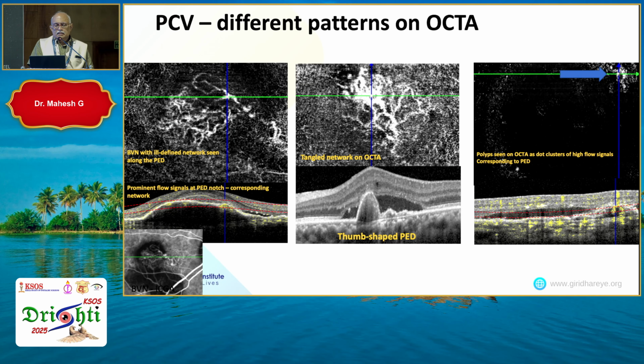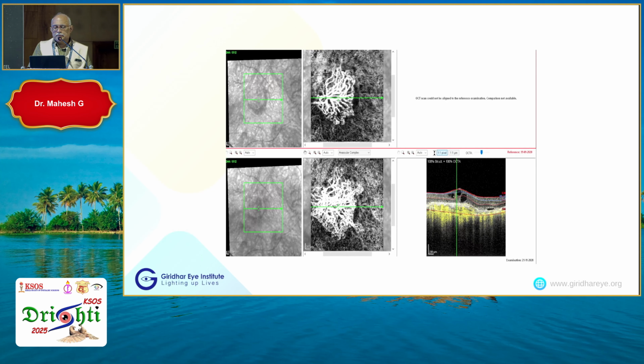PCV also can have different patterns in OCTA. You can get a network, as I showed with the hyperreflective double layer sign, and it is a little difficult to get the polyp in PCV, because at the thumb-shaped PED tip there will be a polyp, and the flow in the polyp may not be high, so the OCTA may not show the polyp very clearly. But you can get the polyp, as seen in the right picture.